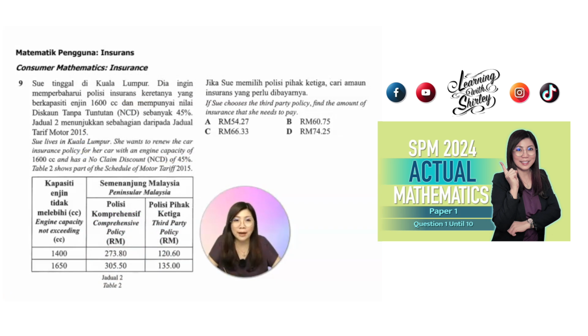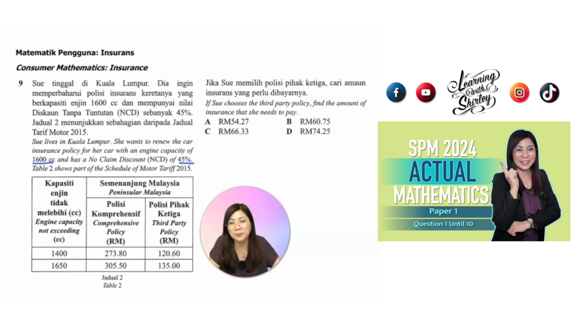Let's look at question number 9. So this is on consumer mathematics, insurance. Okay, Sue lives in Kuala Lumpur. She wants to renew the car insurance policy for a car with an engine capacity of 1,600 cc and has an NCD, no claim discount, of 45%.